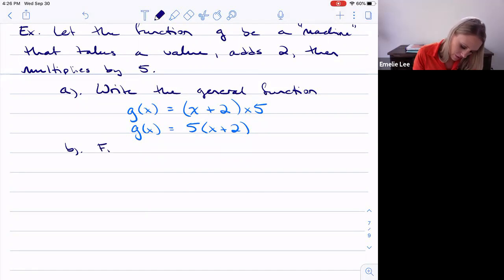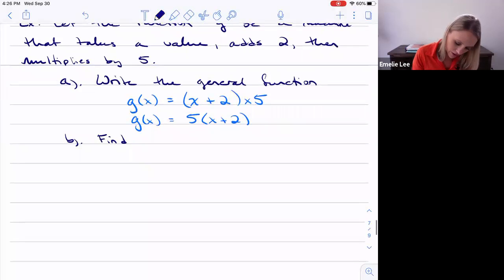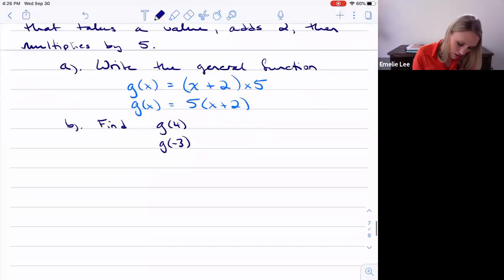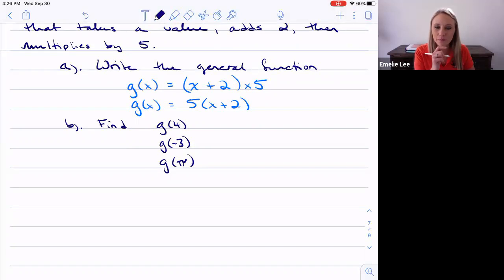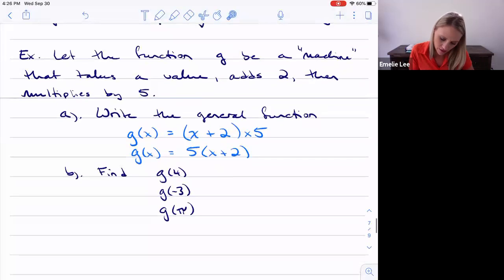So now I want you to use that function to find G of 4, G of -3, and G of pi in exact notation or exact form. Because it takes a value and then it adds 2. So we have to have that adding 2 and then multiply by 5. Good.